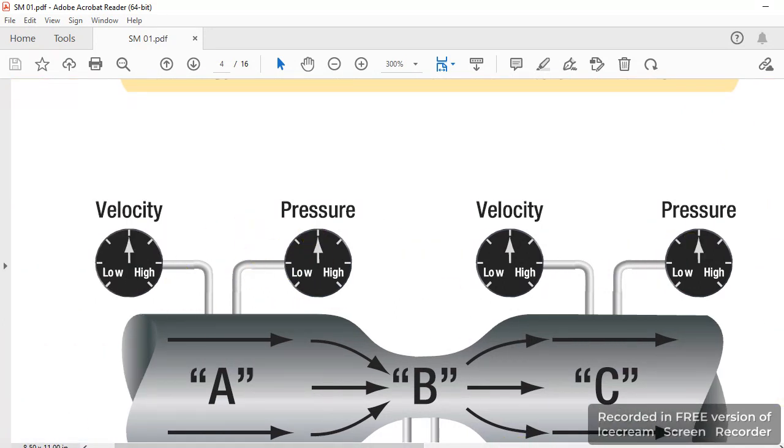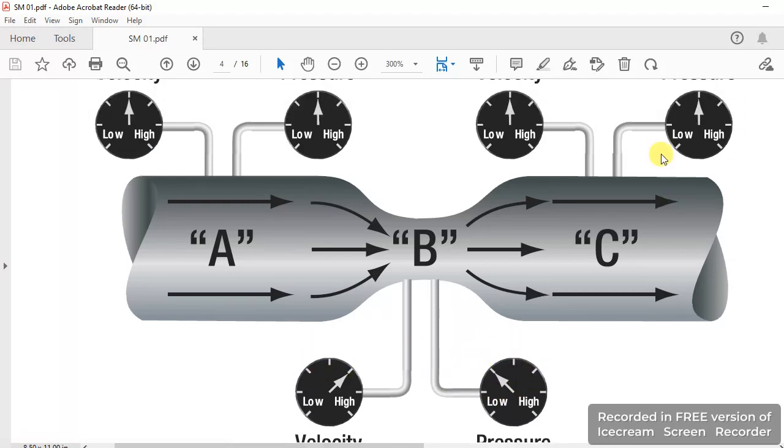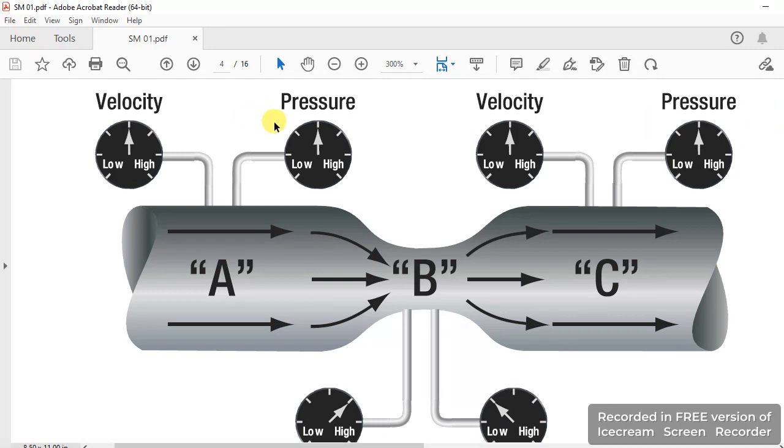Now when the area is narrow or constricted, that is, it is converging at this particular position, as the area is decreasing, the pressure will be decreasing. Okay, and the velocity will increase. See, the velocity increased and the pressure has decreased. Now again, in the diverging section, the velocity and the pressure will come back to their original value, what it was before in the initial section. So that basically talks about Bernoulli's theorem.